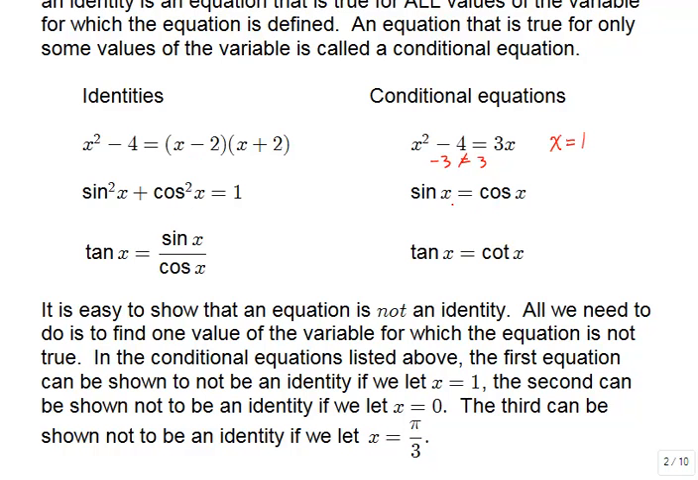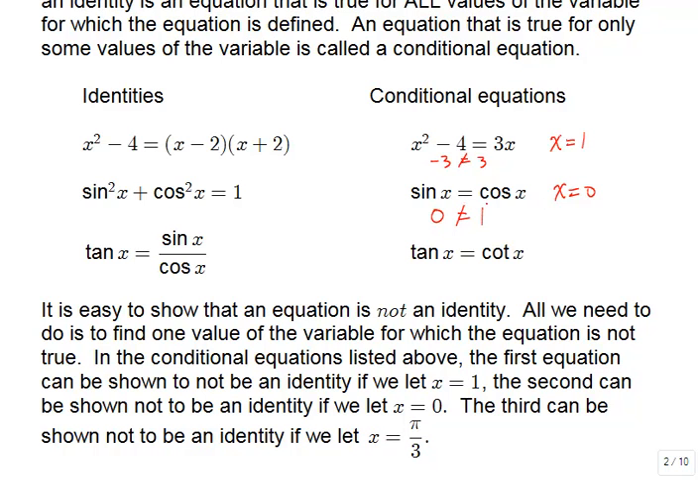Over here, sine of x does not always equal cosine of x. If you were to let x equal 0, sine of 0 is 0, but cosine of 0 is 1. So this, again, is an example of a counterexample for x that shows that this is not an identity because there are values of x which make it not true. So therefore, it is called a conditional equation.